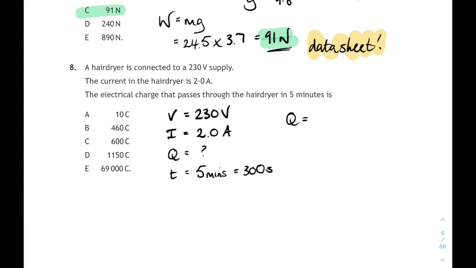It's Q we're looking for, so Q equals I times T. That's 2 times 300 is 600 coulombs. 600 coulombs is answer C. And you'll notice the voltage had nothing to do with this. That 230 volts there just was to put us off.